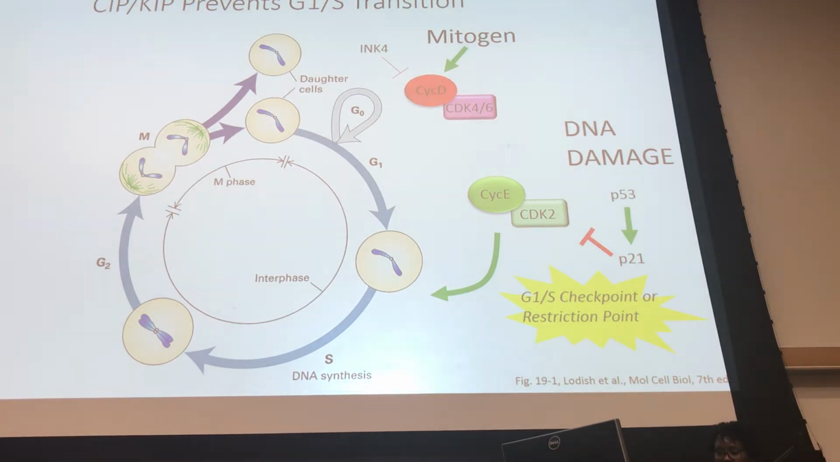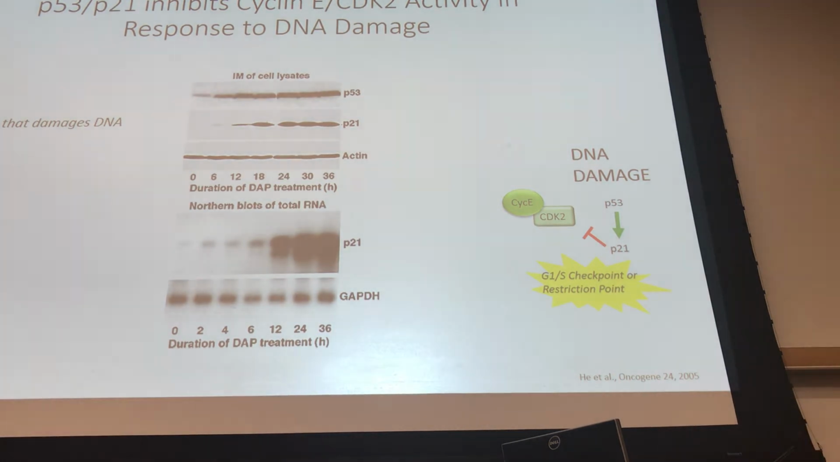So here is experimental evidence of that. Okay, so here what they did, they have this drug called DAP that damages DNA, okay? So they took some cells, they added DAP to the cells, and it ended up damaging their DNA, and they collected over time. So this is over 36 hours after the cells were given this DNA damaging treatment. And what you can see is that over time you get an increase in P21. The reason you're getting an increase in P21 protein over time is because the P53 transcription factor is activated and it's inducing transcription of the P21 gene. So now you have an increase in P21 protein.